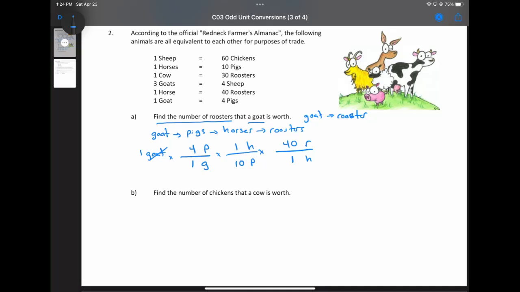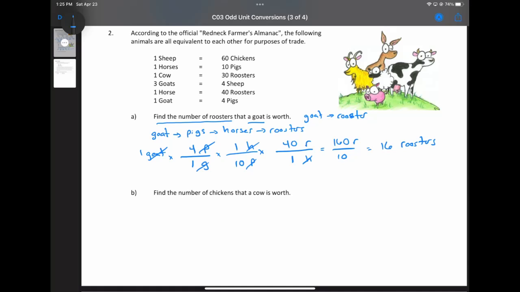So now goats cancel, pigs cancel, horses cancel. And I'm left with on the top 1 times 4 times 1 times 40, which is 160 roosters. And on the bottom, 1 times 10 times 1 is 10. So 160 divided by 10 is 16 roosters.